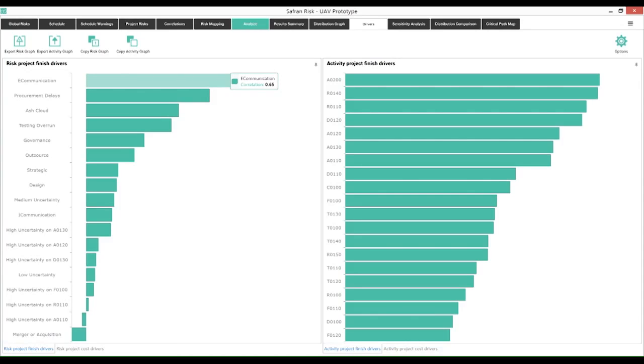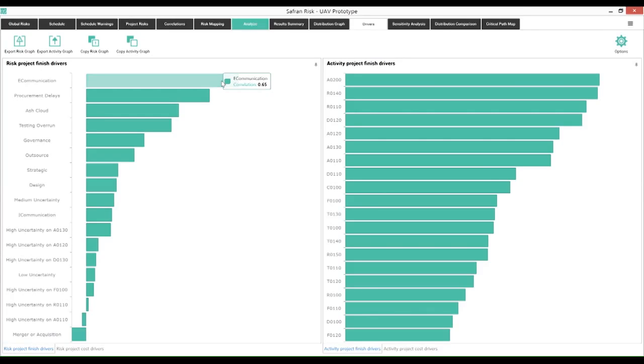We're measuring the correlation between either the risk and the project finish or an activity and the project finish, right? Remember, correlation is just a measure of how related these two items are. So what we can gather from this is that this communication risk is the strongest risk driver. It most likely correlates to driving the project finish date. But it doesn't give us insight into what the cost and schedule impact is. It just says, yep, it's a driver, right?